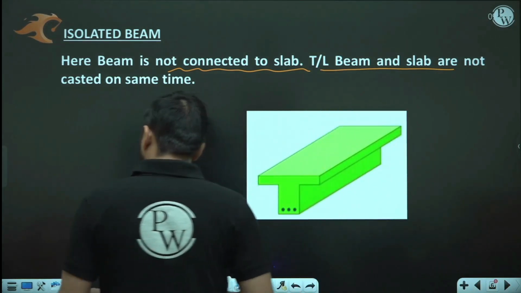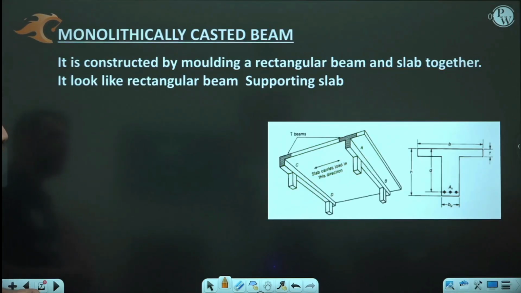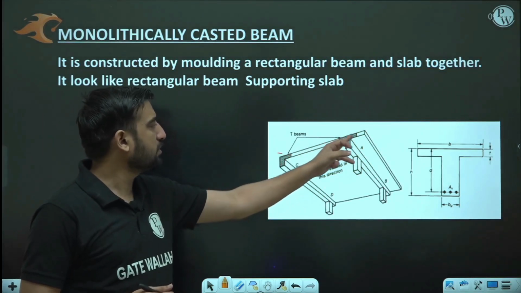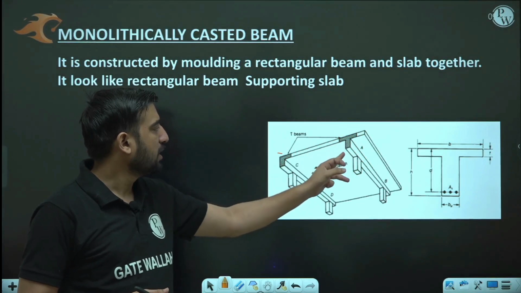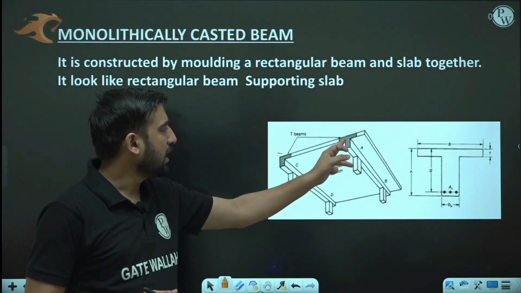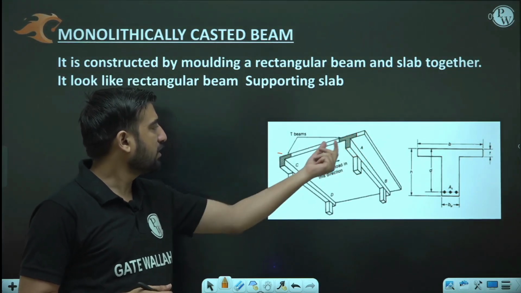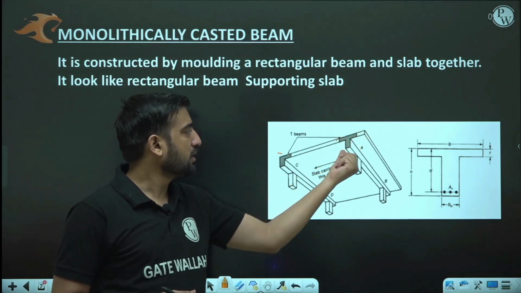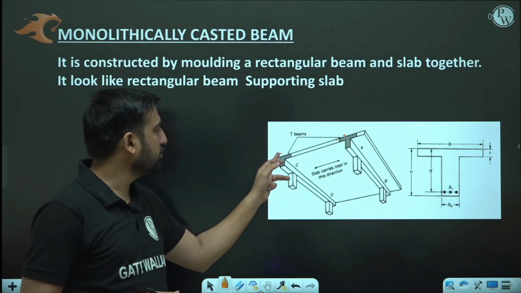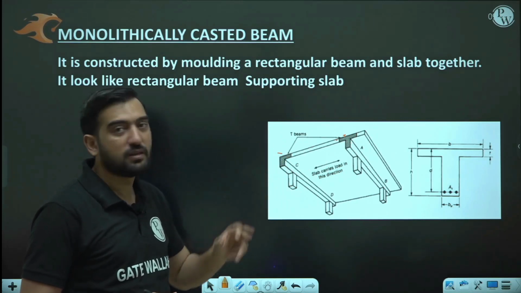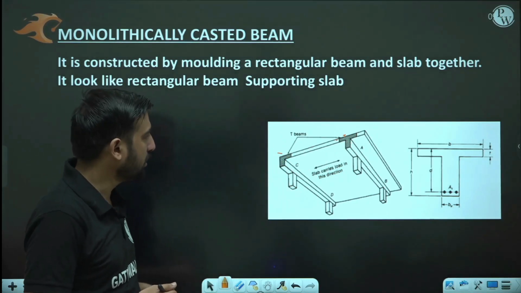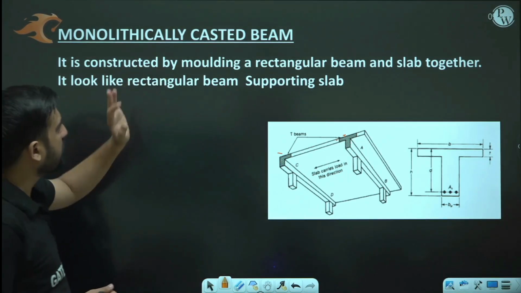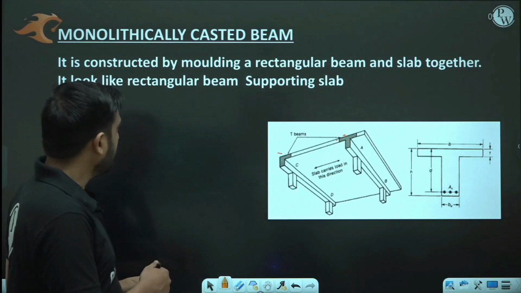Next is monolithically casted. Monolithically casted, you can see that this is a continuous arrangement. This is your beam, and this is your slab, and there is some portion of the slab which is considered in this T beam. Similarly, there is some portion of the slab which is used in this L beam. It is constructed by molding a rectangular beam and slab together. This is important.